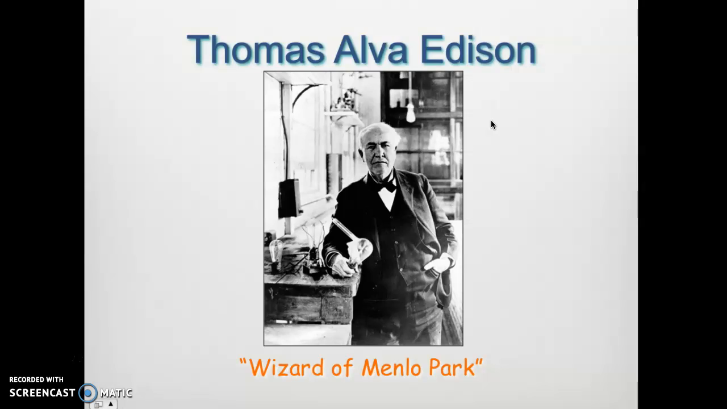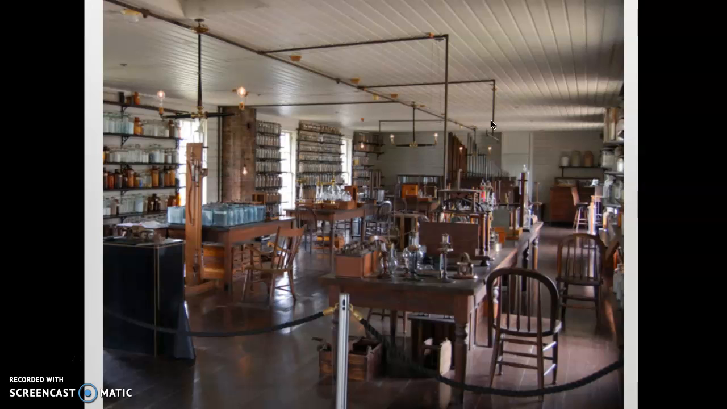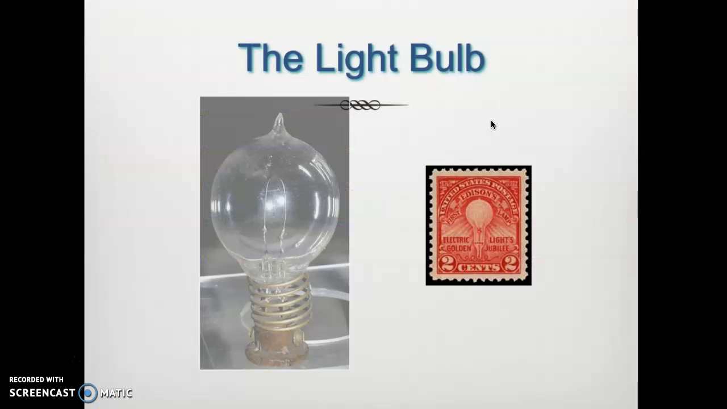One of the most famous inventors from this time was from New Jersey, and his name was Thomas Edison, known as the Wizard of Menlo Park. He brought us, from his lab, which you can still go visit, and I think it's in South Orange, New Jersey, the Edison Museum. Sorry if I got that detail wrong. The light bulb he invented.